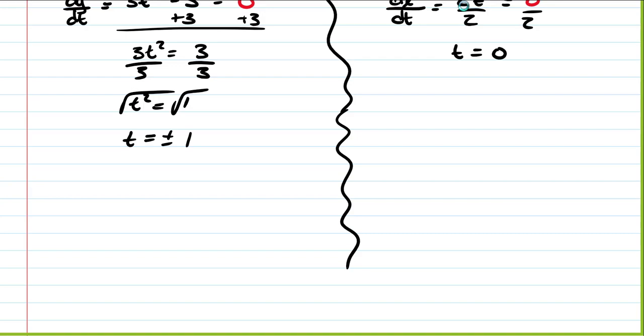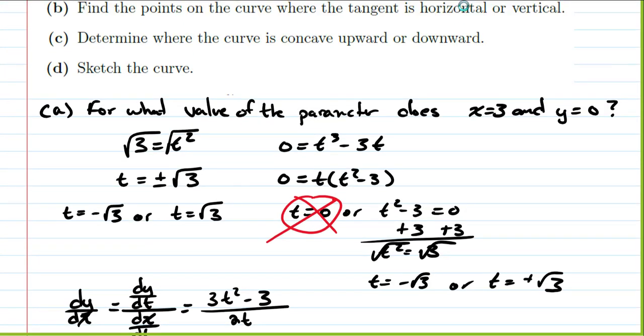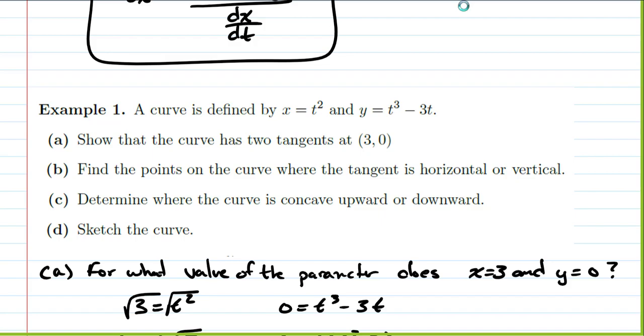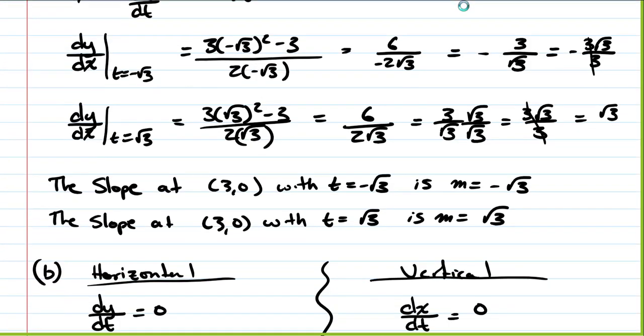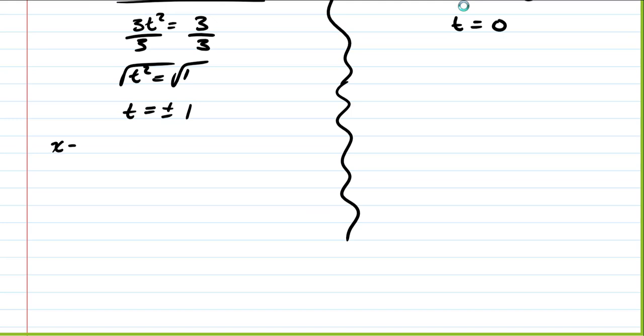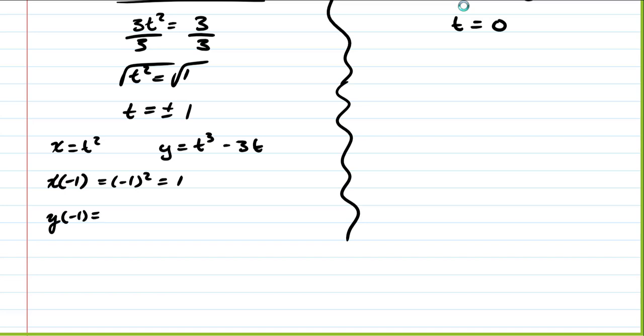So to find these points, we're going to use our original function. So x is t squared and y is t cubed minus 3t. So x of negative 1 is going to be negative 1 squared, which is 1. y of negative 1 is going to be negative 1 cubed minus 3 times negative 1, which is negative 1 plus 3, which is 2. So it's going to be the point (1, 2).